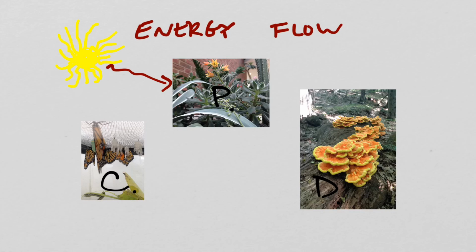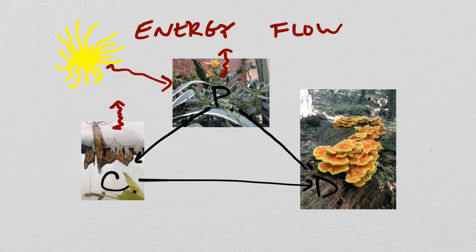In that process, some of the energy is lost as heat. Producers then are consumed by consumers, and some of that energy is lost as heat. Consumers and producers, both dead and dying, are consumed by decomposers, and some of that energy is lost as heat. So energy enters the ecosystem from the sun and flows through it and out.